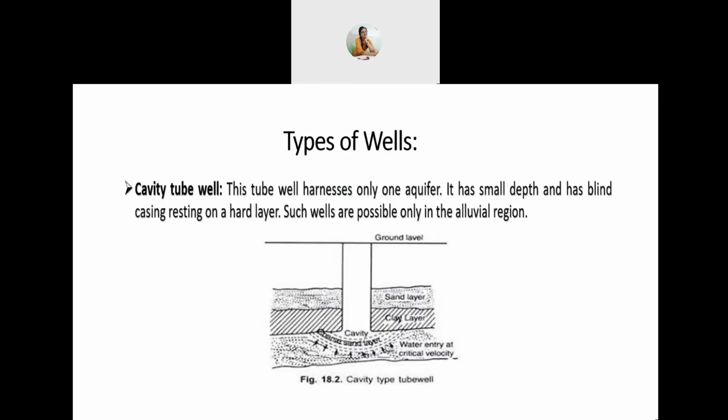Next, number 2 is cavity tube well. This tube well harnesses only one aquifer. It has small depth and has blind casing resting on a hard layer. Such wells are possible only in the alluvial region. So here is a picture of a cavity tube well. It has a cavity in the lower part of the well.